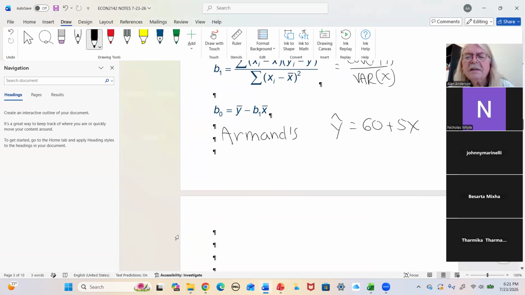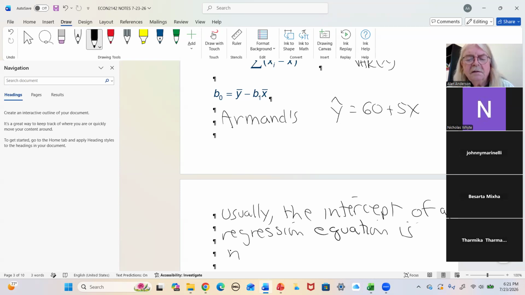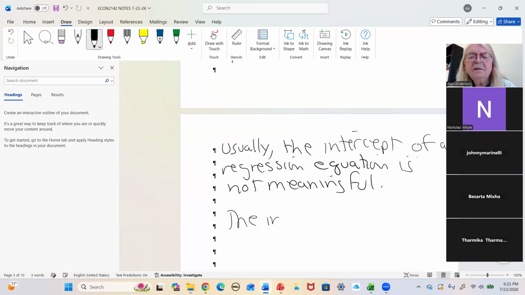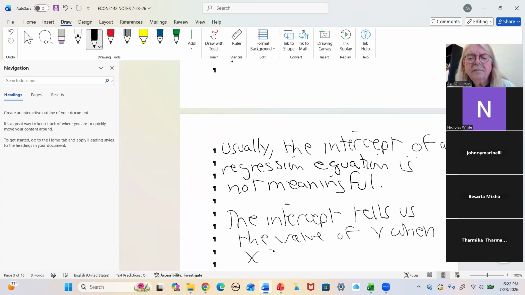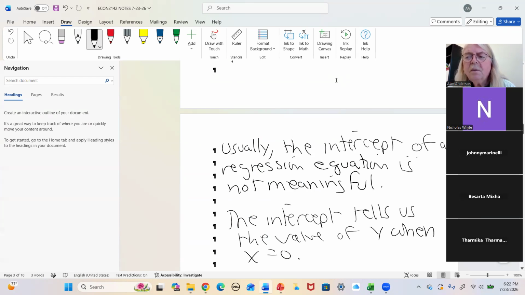So what exactly does this mean? Usually the intercept of a regression equation is not meaningful, but not always. Here, maybe we can make some sense out of it, because the intercept of any straight line tells us the value of y when x is zero. So maybe we could think about this 60 as the amount of pizza that we'll sell in dollars when there are no students in the neighborhood. Or in other words, think of it as the sales to non-students.